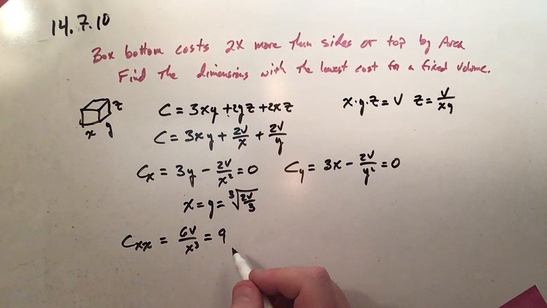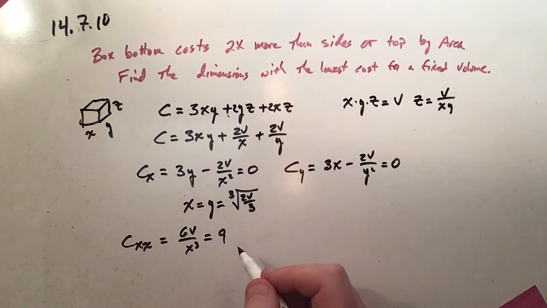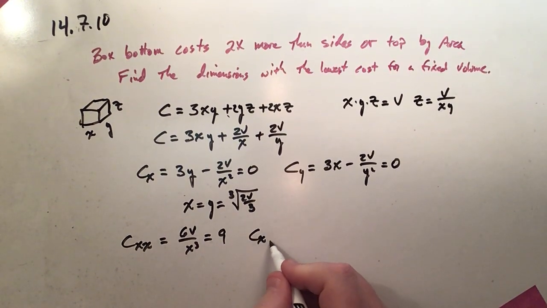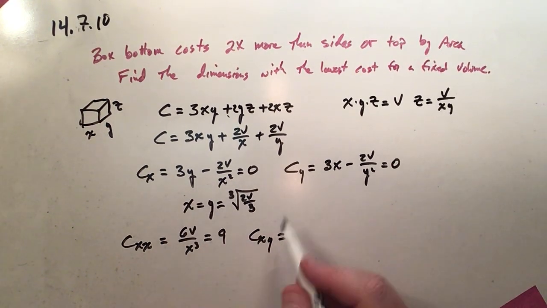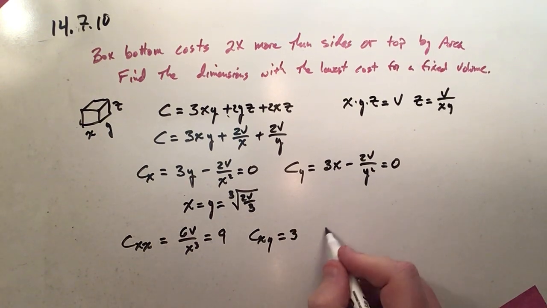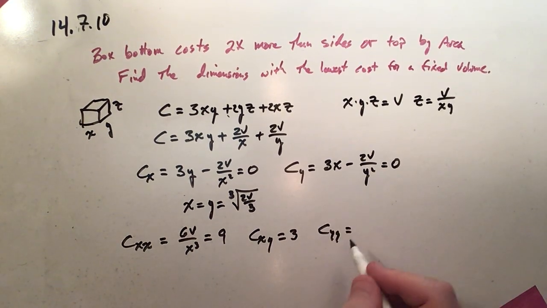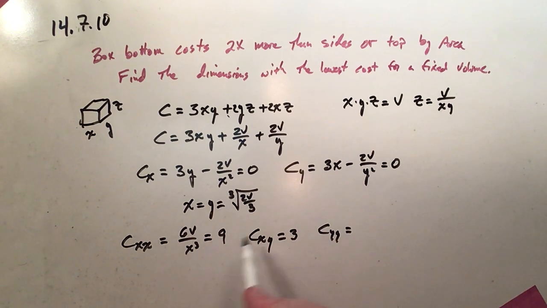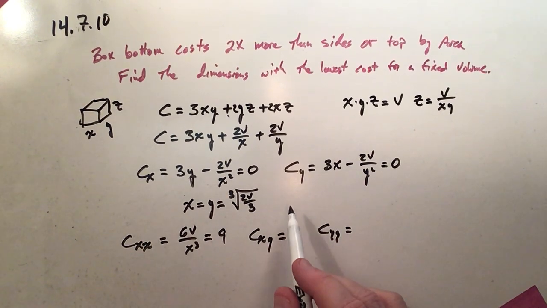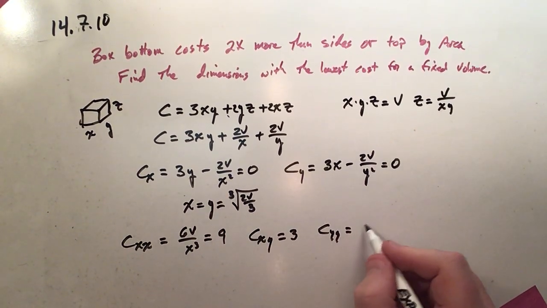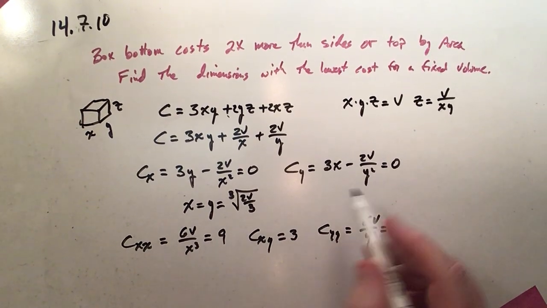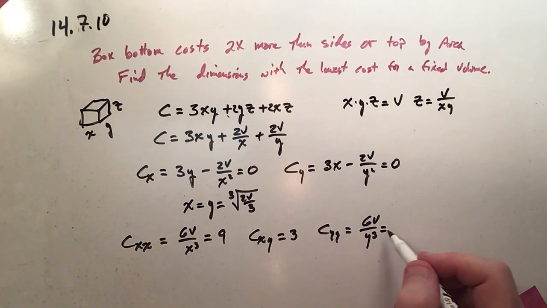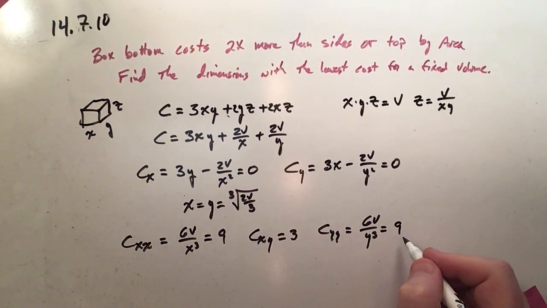I can look at our cross term, CXY. And CXY is just equal to 3. This is a constant. And CYY turns out to be a lot like CXX. CYY is equal to 4V over Y cubed. And substituting in, again, the critical point, we end up with 6.